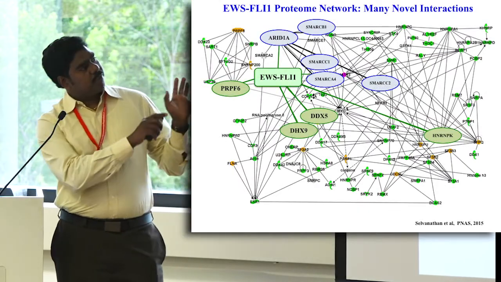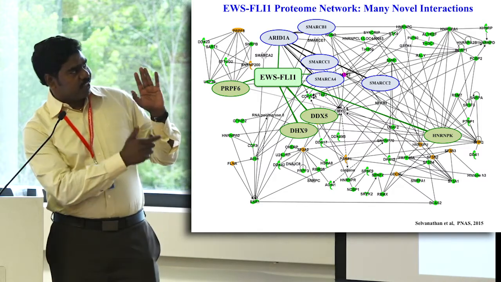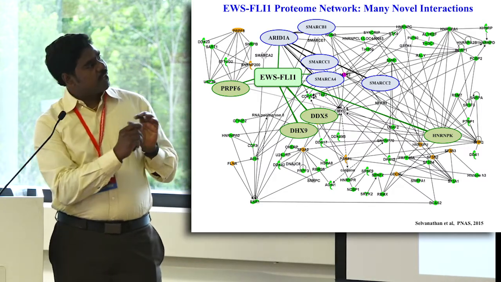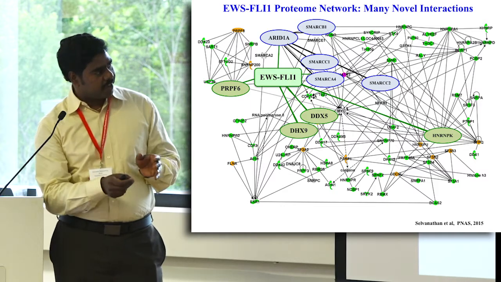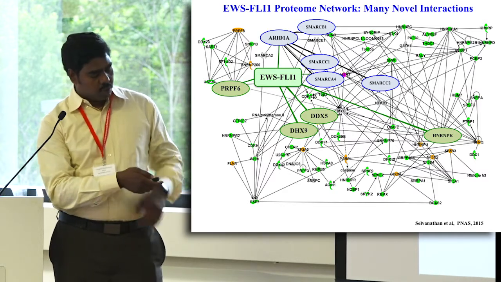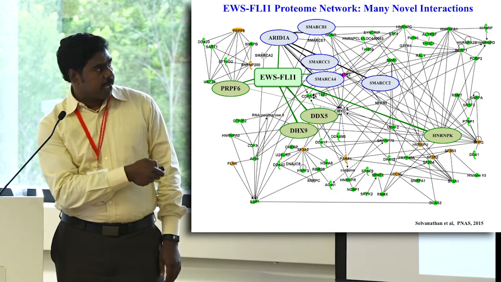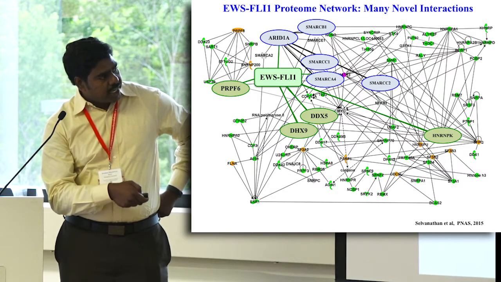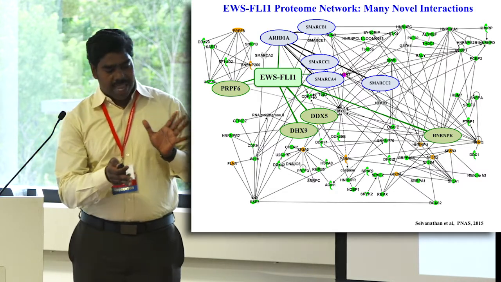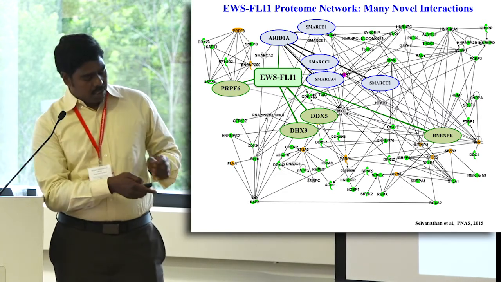I apologize for the complicated picture. The take-home message here is that this is one of the proteome analyses. We found that EWS-FLI1 associates with many splicing factors and is involved in splicing. I want to point out that EWS-FLI1's direct binding partners are PRPF4, PRPF6, DDX5, DHX9 and HNRNPK, and through them it accesses the entire spliceosome complex and is involved in alternative splicing.